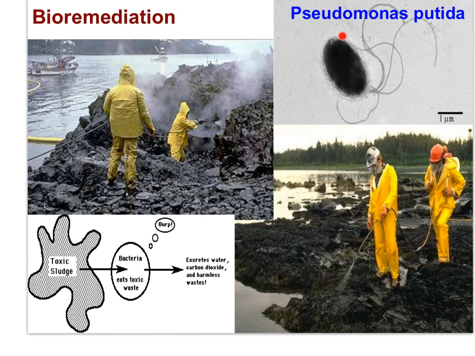Pseudomonas putida is a gram-negative, rod-shaped soil bacterium used in bioremediation. Bioremediation is a waste management technique that involves the use of organisms to remove or neutralize pollutants from a contaminated site. Pseudomonas putida is sprayed on oil spills in order to digest the hydrocarbons found in oil.